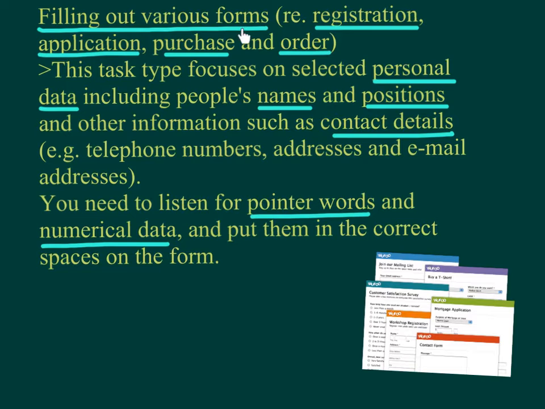Filling out various forms like registration, application, purchase, and order. This task type focuses on selected personal data, including people's names and positions, and other information such as contact details, for example, telephone numbers, addresses, and email addresses. You need to listen to pointer verbs and numerical data and put them in the correct spaces on the form.